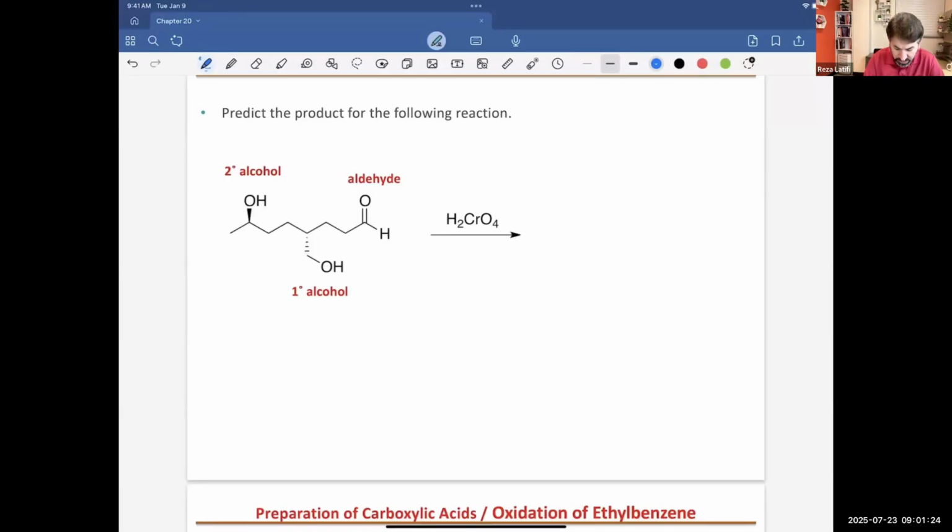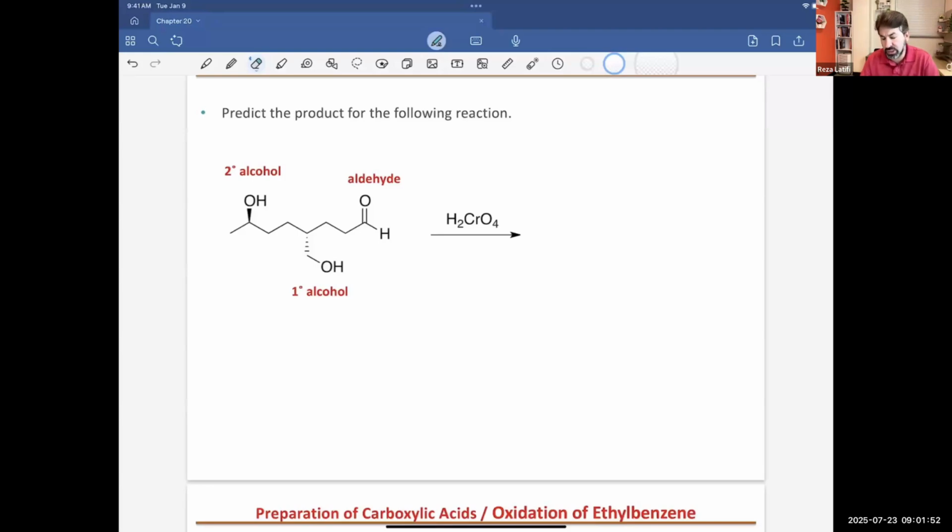The one on the left is a secondary alcohol. How do I know it's a secondary alcohol? Because I have a carbon that is attached to two more carbons. So I'm going to call it a secondary alcohol. And here we have a carbon that is attached to only one carbon and is neighbored with another carbon. So that's going to be a primary alcohol. And the one on the right side, we call an aldehyde. I already put the labels for them, so I'm not going to write them again.